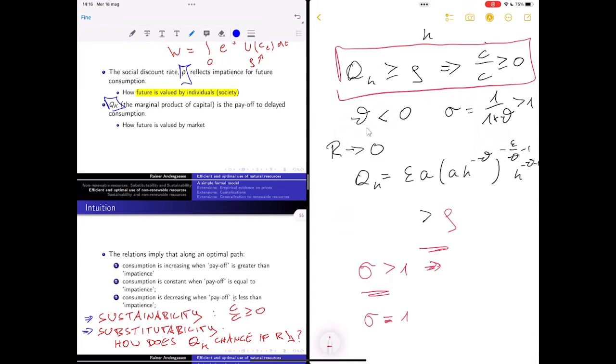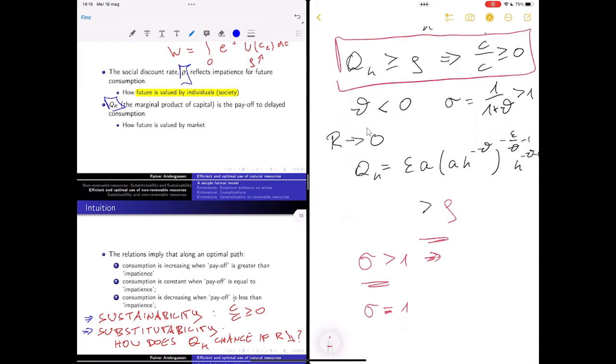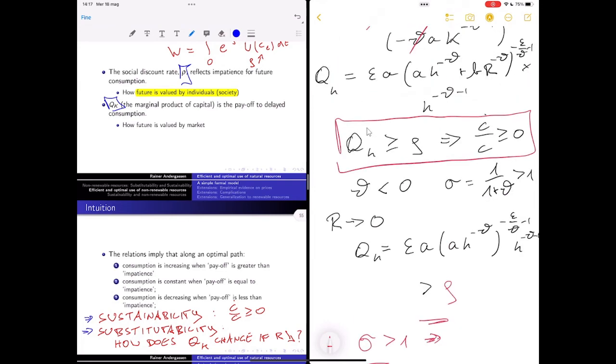I tried to argue that in the example I've depicted here, the input is not essential, because in the calculus I've done here, for theta lower than 1, the input R is not essential. And therefore you see the importance of substitutability and essentialness for sustainability.